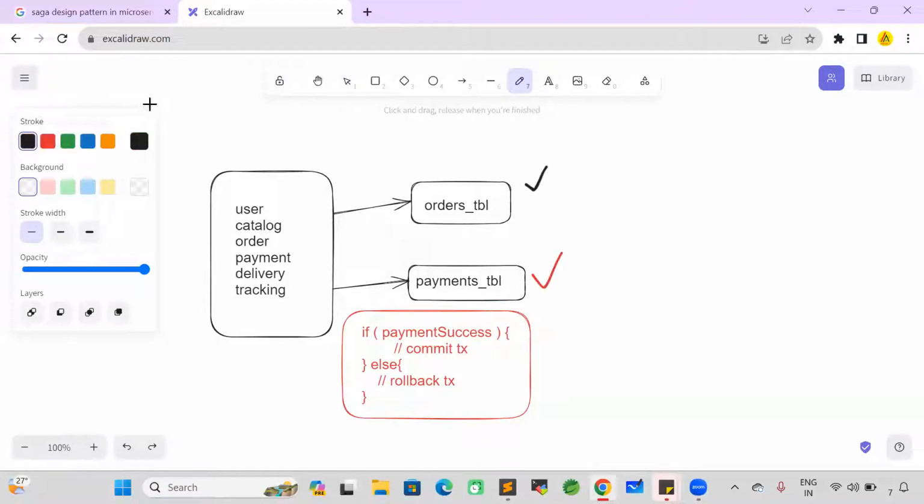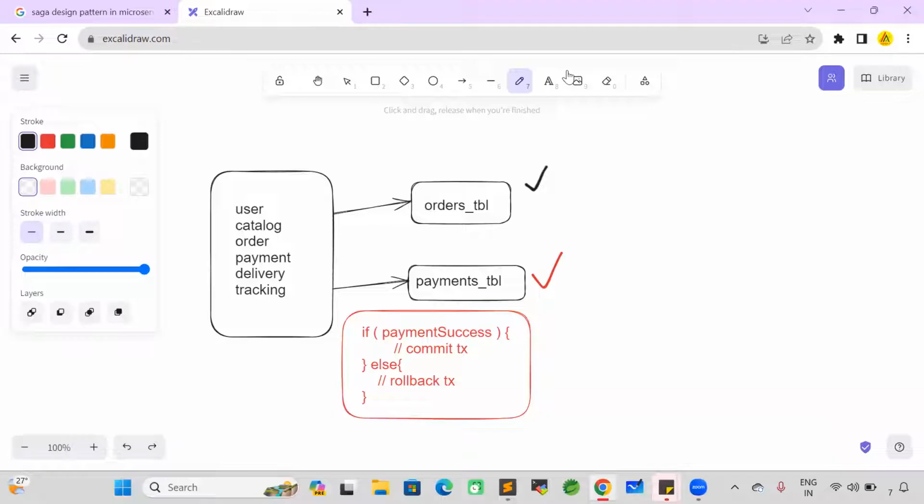Are you guys able to follow this? You don't need to discuss much about this concept. The reason is that in a monolithic application, only one database is available with two tables. User will place the order and the order will be created. Once the order is created, the user will be redirected to the payment page. If the user's payment is a success, the transaction will be committed. If the payment fails, the transaction will be rolled back. That means the order also will be rolled back.